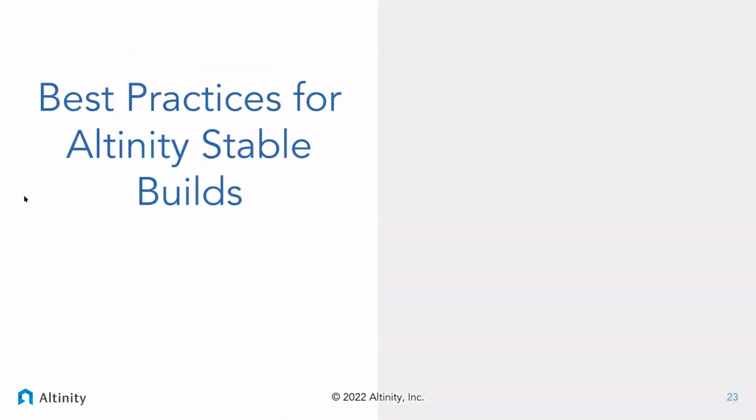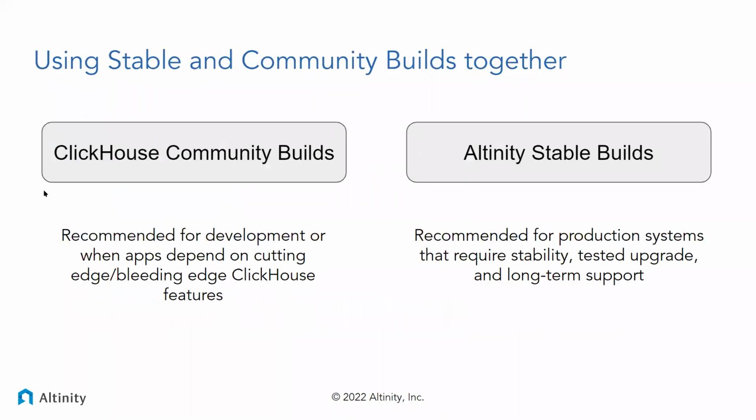Just a couple of notes on best practices for Altinity Stable Builds, using stable builds and community builds together. Community builds, the builds that are coming out of the core project, are great because they have new features, and you can get them literally a few days after they emerge in some cases. So if you're developing systems and you're dependent on new ClickHouse features, the obvious thing to do is to go grab those builds, run them on your laptop, do your development.